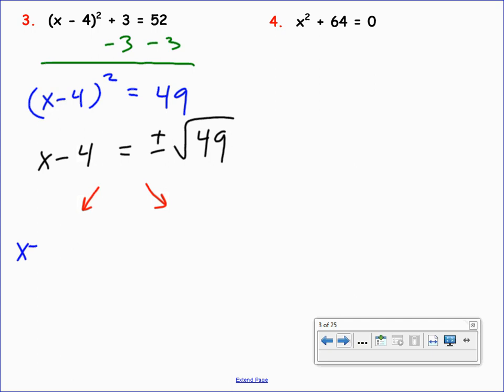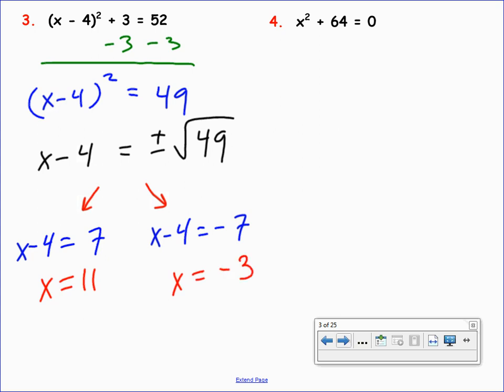One part is x minus 4 is equal to the positive square root of 49, that's 7. The other part is quantity x minus 4 is equal to the opposite of square root of 49, that's negative 7. And now we can solve separately. It looks like a one-stepper on both sides. I get x equals 11, or I get x equals negative 3.